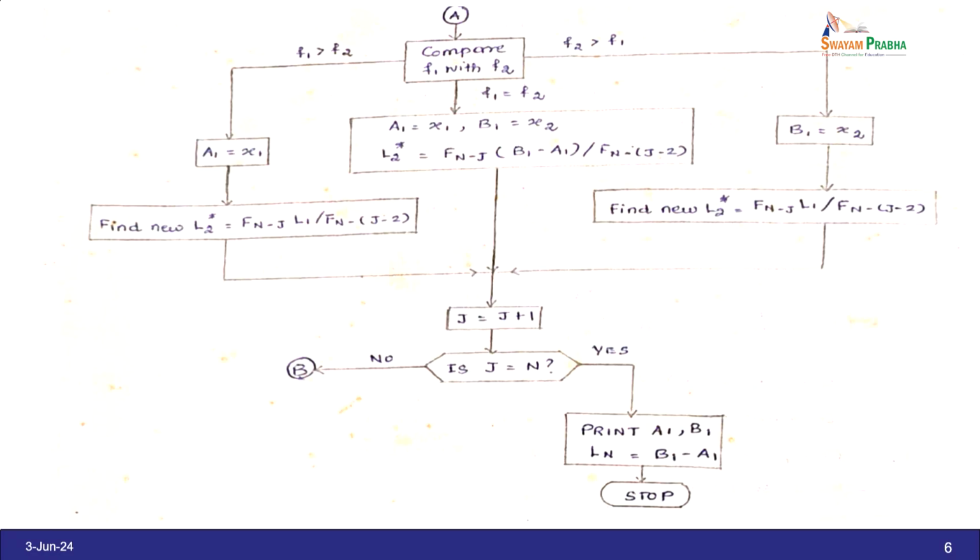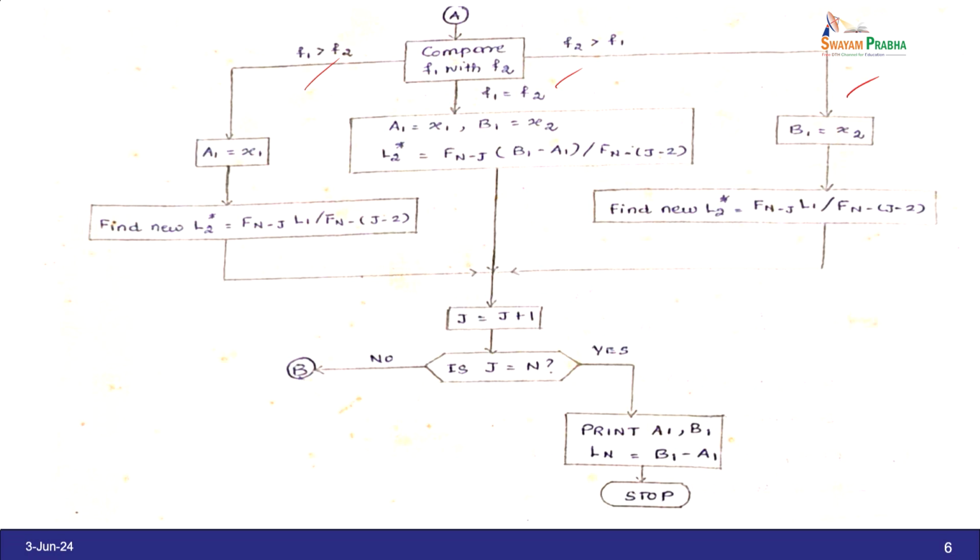So, you compare f1 with f2. If f1 is greater than f2, then a1 equals x1. If f2 is greater than f1, then b1 equals x2. If f1 equals f2, then a1 equals x1 and b1 equals x2.